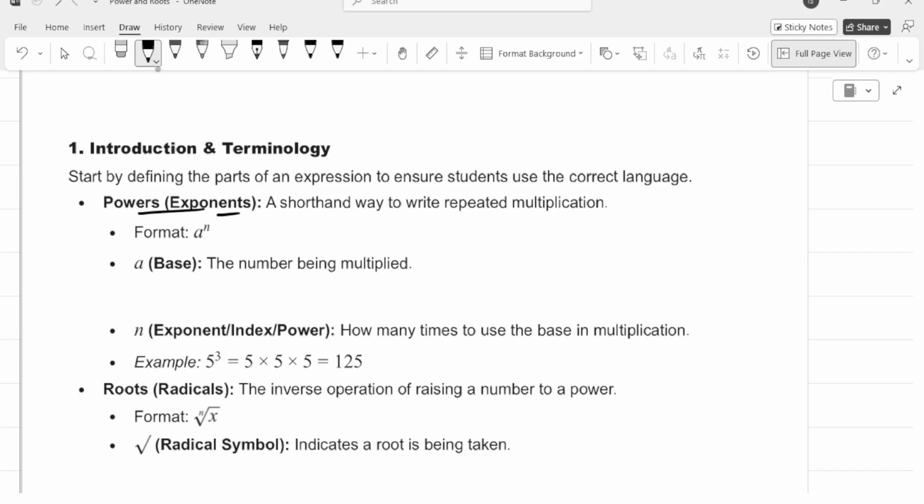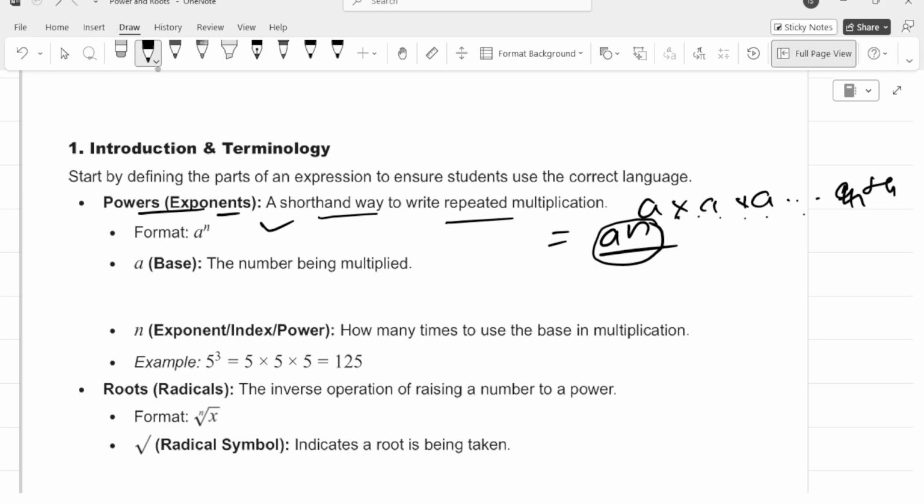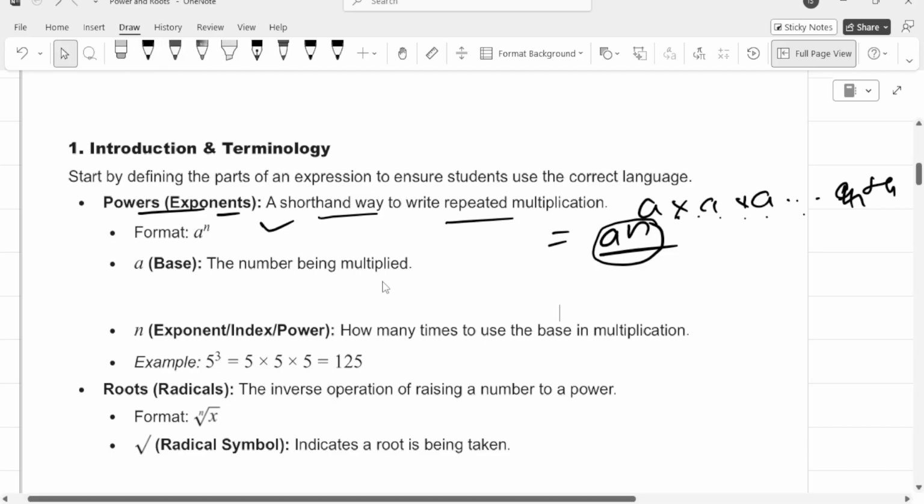So what is power? A shorthand way to write repeated multiplication of a number. For example, a into a into a into a, that is a multiplied multiple times. How can we represent it in a short way? Power helps us write it easily: a to the power n. Here we write a, n times, in a very short form, a to the power n. That's the use of power.